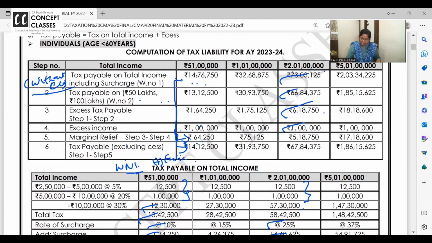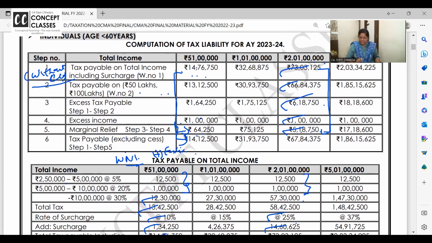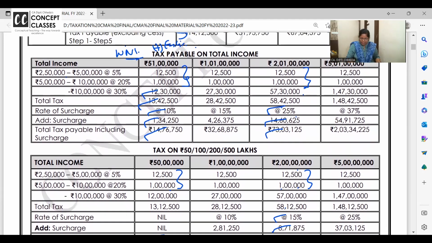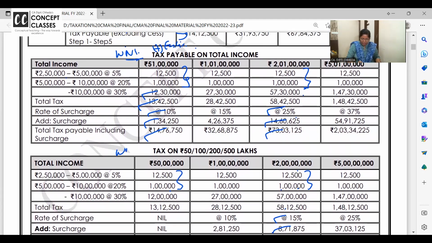Can we ask for a relief? Can we ask for a relief? 5,18,750, right? Then 518,750 relief from the original tax. From the original tax. And those who do not have this, take a screenshot please of this material, this working note 1, and this is your working note 2.